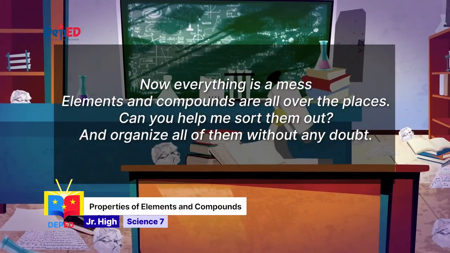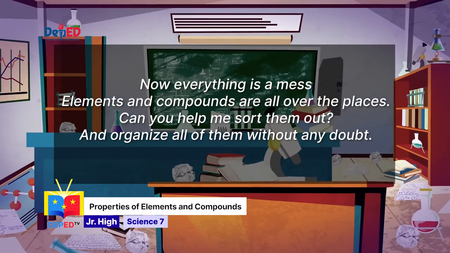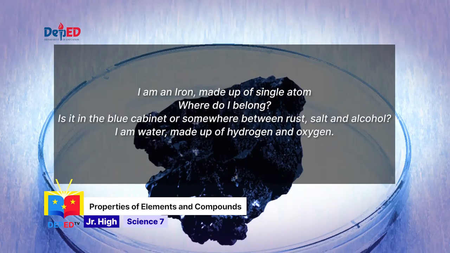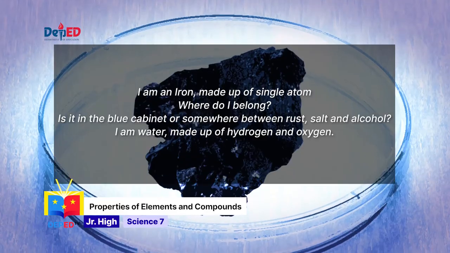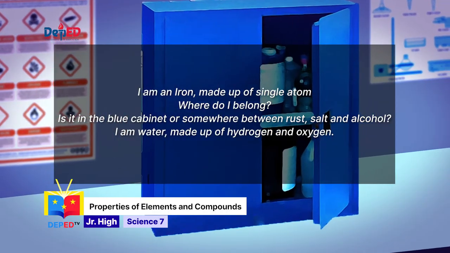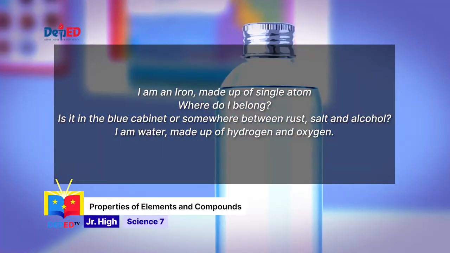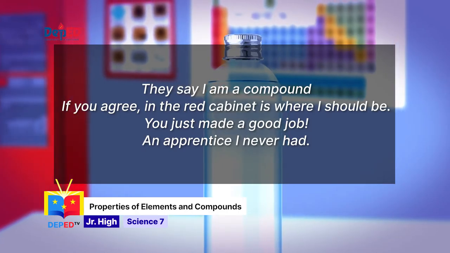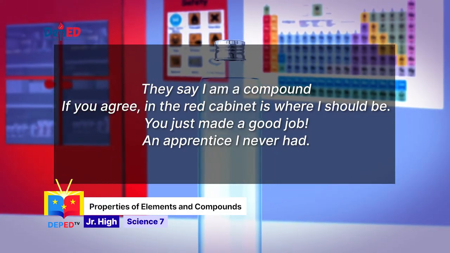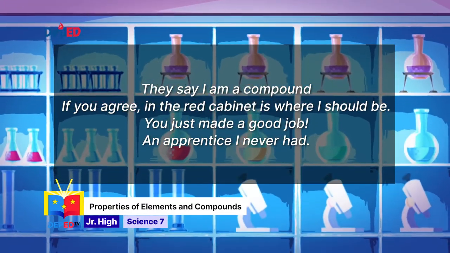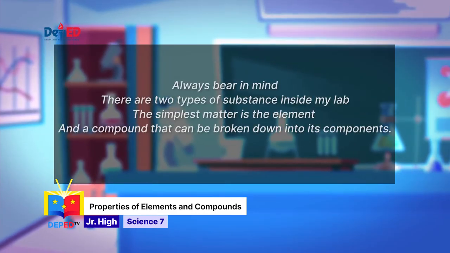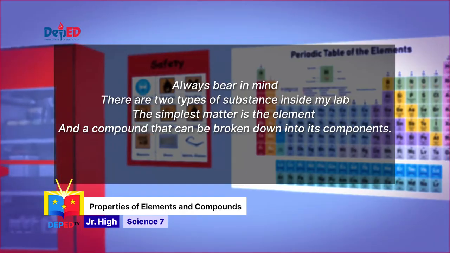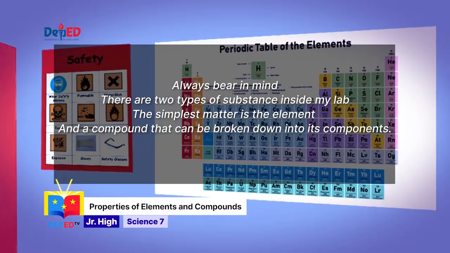Now, everything is a mess. Elements and compounds are all over the places. Can you help me sort them out? And organize all of them without any doubt. I am iron, made of a single atom. Where do I belong? Is it in the blue cabinet or somewhere between rust, salt, and alcohol? I am water, made of hydrogen and oxygen. They say I am a compound. If you agree, in the red cabinet is where I should be. You just made a good job. An apprentice I never had. Always bear in mind, there are two types of substance inside my lab. The simplest matter is the element and a compound that can be broken down into its components.